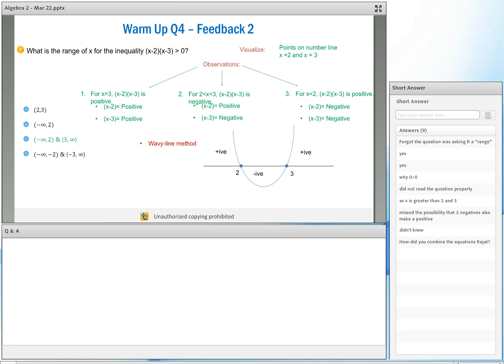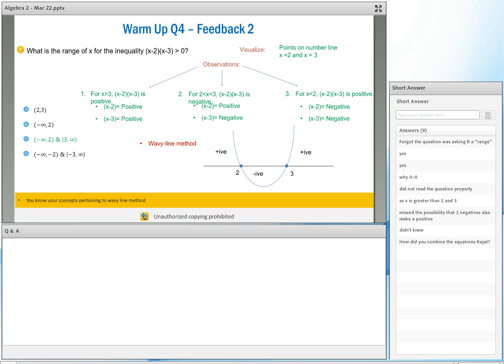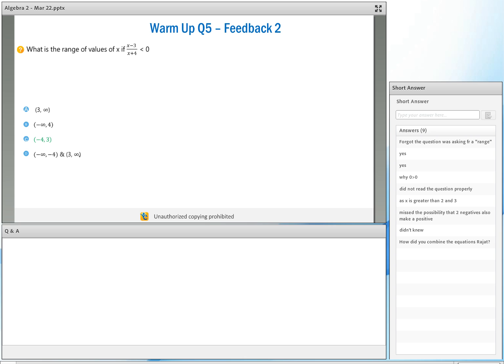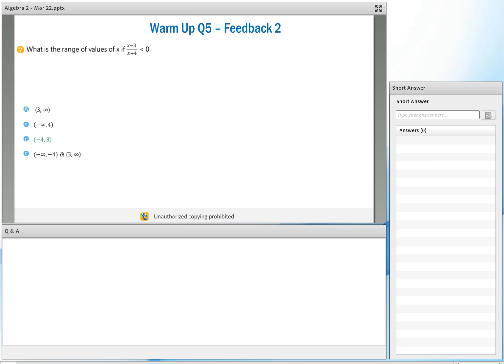Again, if you don't know this, don't worry about it. If you know this, you probably can see and read this fairly easily. Question number 5. We had more people making a mistake over here. Let's go to question number 5.